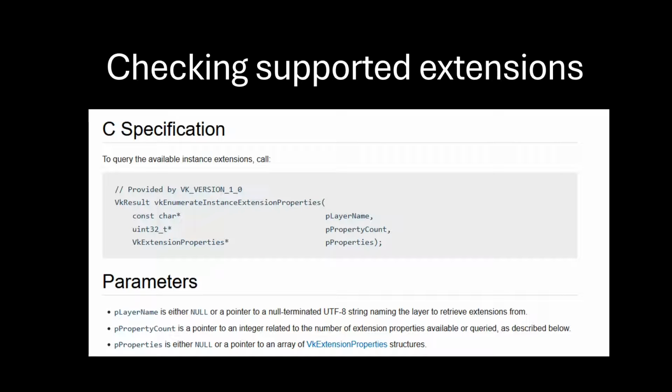But basically, the first time we run this, we'd pass in the property count and null for the pointer to properties, and then that property count would be populated. Then we would call it a second time with the property count and a pointer to an array ready to accept those extension properties, and that will be populated. You'll see that the C++ version of this is considerably simpler, but yeah, this is how we would do that.